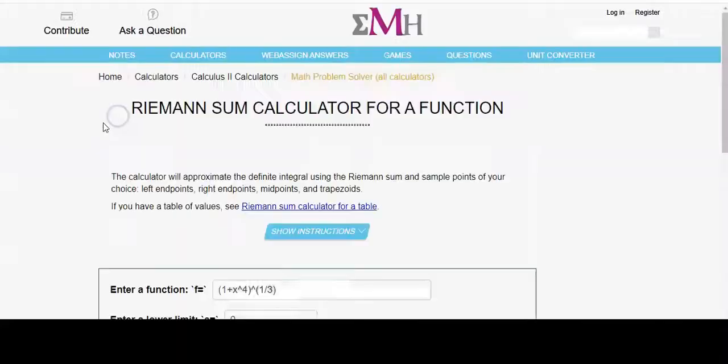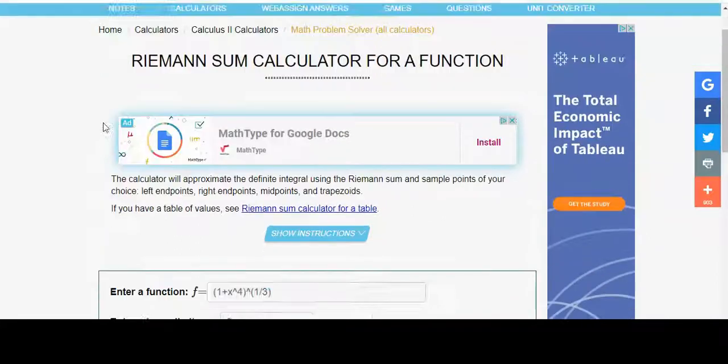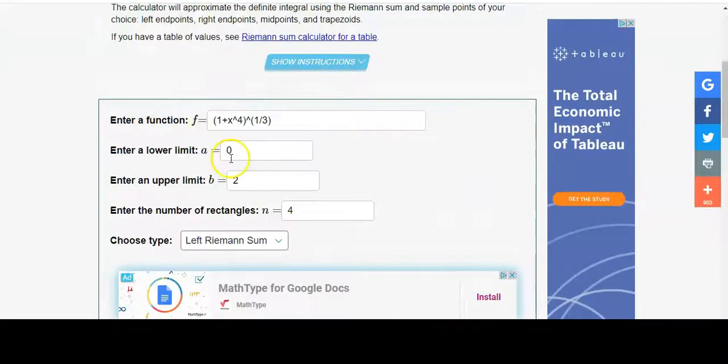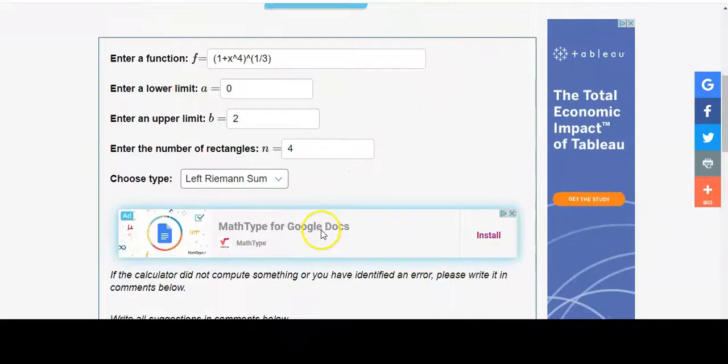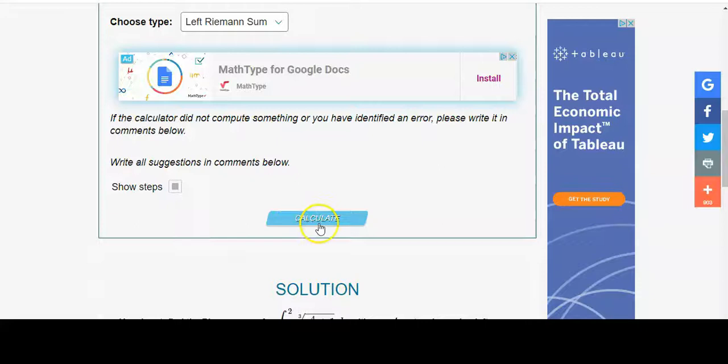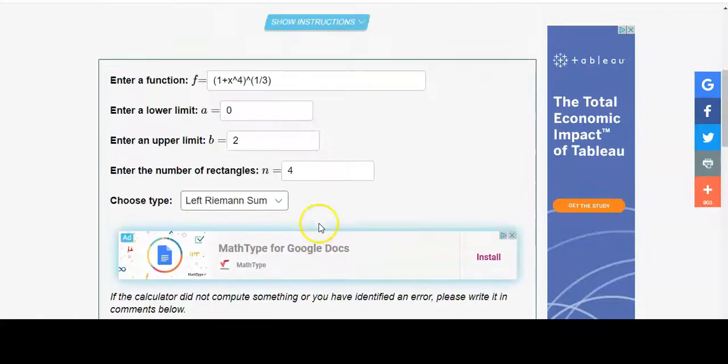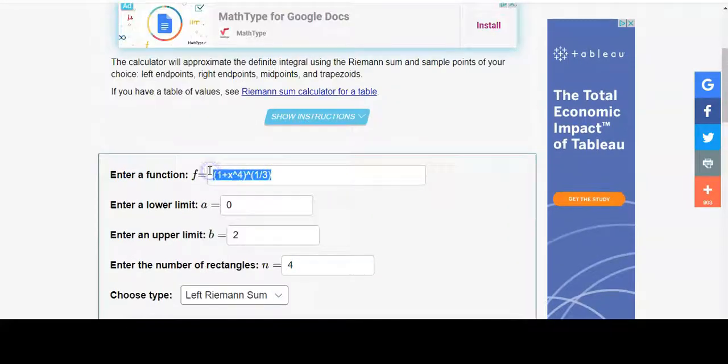Okay, so we're going to do the one that we just did. And I want to enter a function. So first of all, notice that the little things here, the light blue parallelograms, those are the buttons that you're going to push. Okay, so my function, what was my function on the last one?